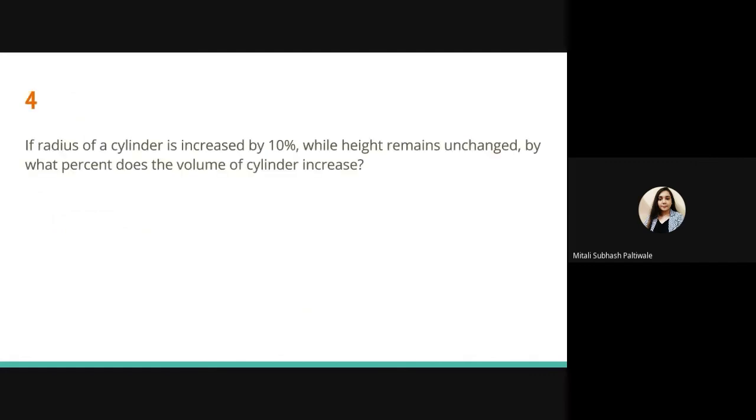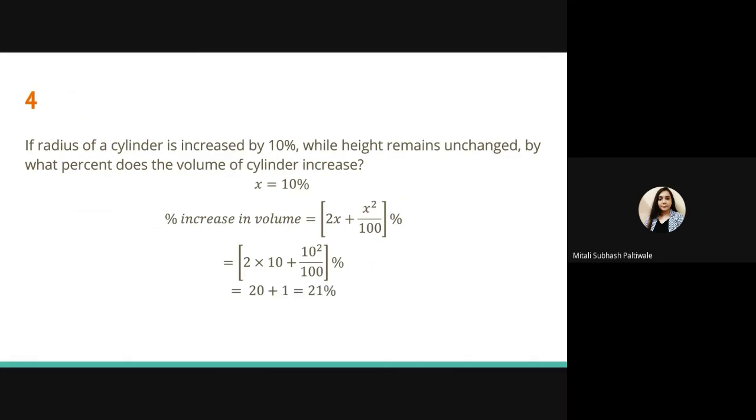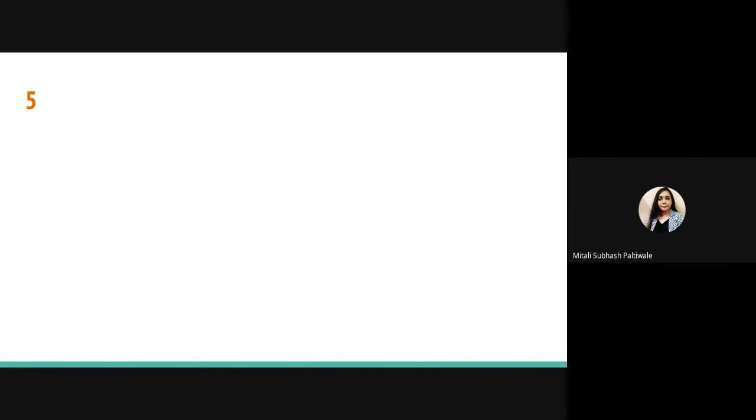Okay, let's move. Now the fourth example. If the radius of a cylinder is increased by 10% and the height remains unchanged, by what percentage will the volume of the cylinder increase? Okay, so look at this. There is a formula I'm going to tell you, and it is here. X is equal to 10%. Percent increase in volume would be equal to 2 into x plus x square by 100. Let us put the values of x into the equation and get the answer. So, answer is 21%.